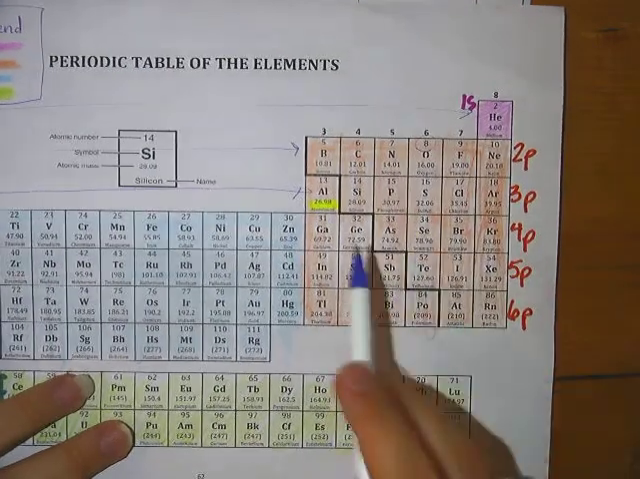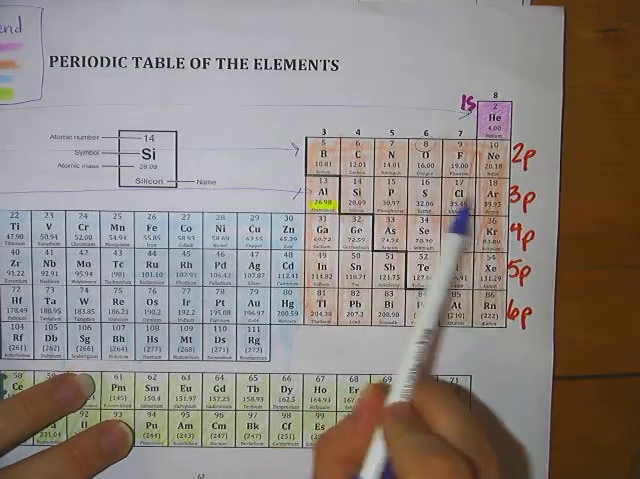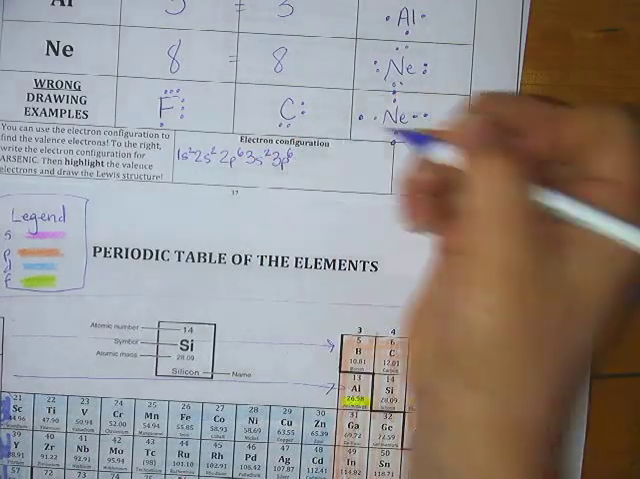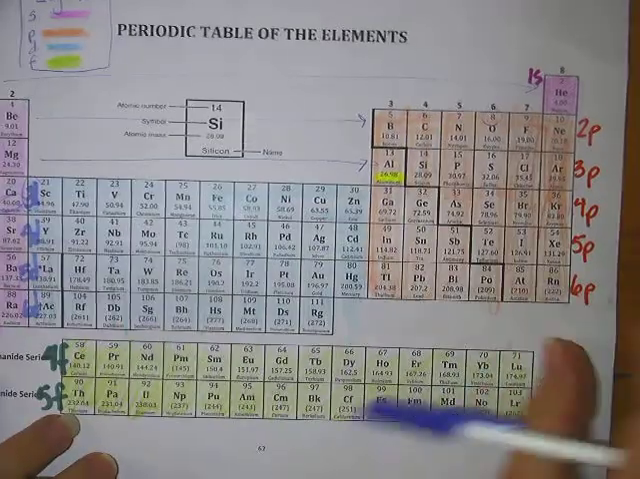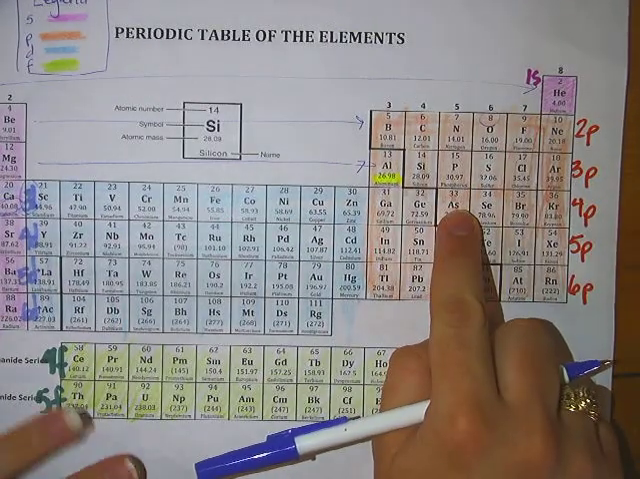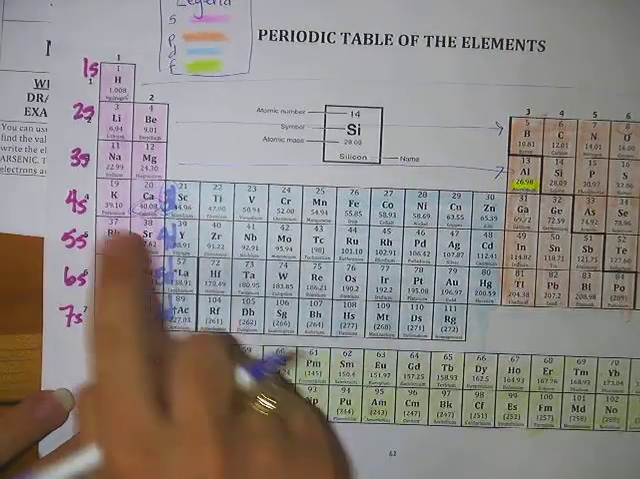How many elements are in the 3p? 1, 2, 3, 4, 5, 6, so I'm going to write a 6. I'm still not to arsenic yet. Arsenic's all the way down here, so I've got to keep going. Go to the next row.